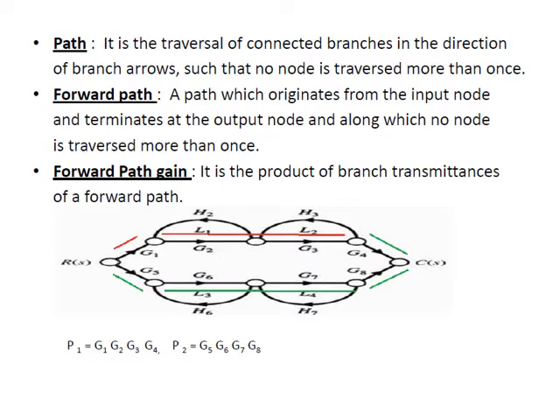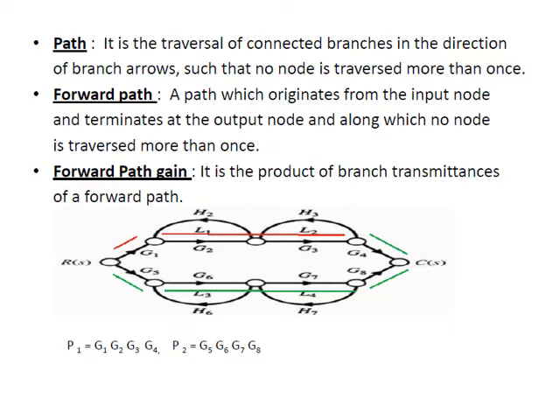If you look at this path with the red line, it starts here at R(s), goes through G1, G2, G3, and ends at the output node. This is one path. It is called a forward path because it starts from the input node and ends at the output node. And there is one more forward path here, starting from R(s), G5, G6, G7, G8. In this forward path too, no node is traversed more than once.